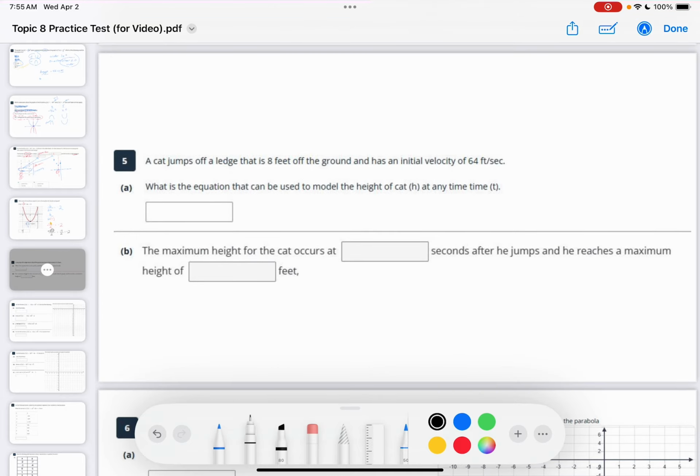All right, number 5 is our velocity question. Again, we have our basic equation, which is h of t equals -16, and that's for gravity, t squared plus v sub 0 t, and this is initial velocity, and then plus h sub 0, and that's my initial height.